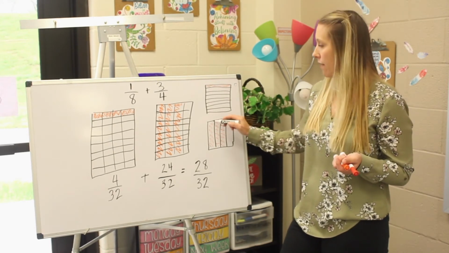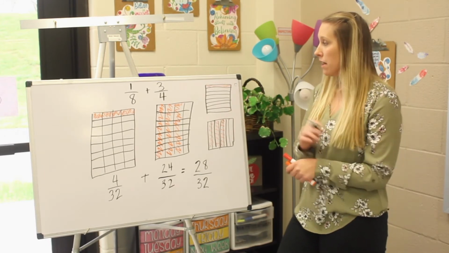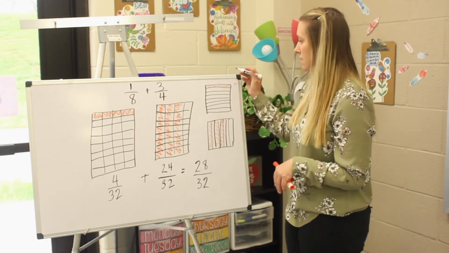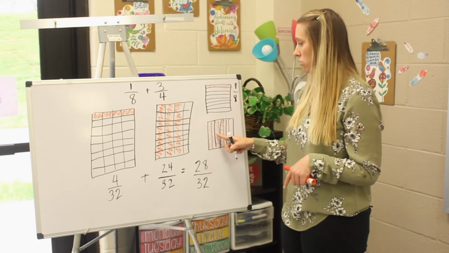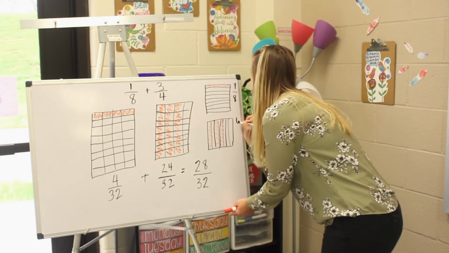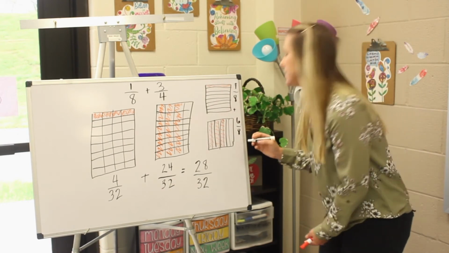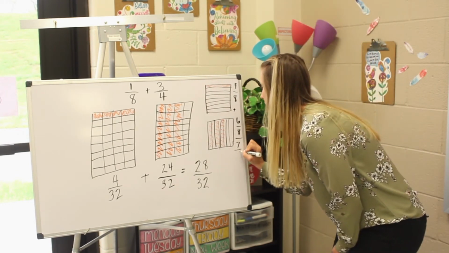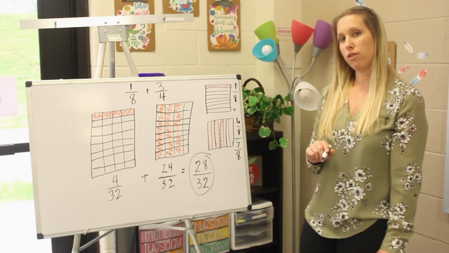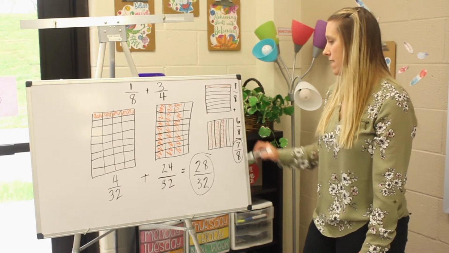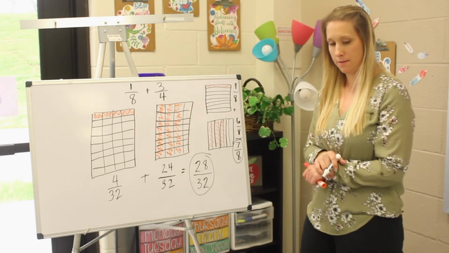How? Well, I have to cut each of those in half. Now that I have equal sized pieces, this is worth 1/8, and this is worth 1, 2, 3, 4, 5, 6 eighths. I can find the sum. 1/8 plus 6/8 is 7/8. What can I say about 28 over 32 and 7/8 based on what I know about equivalent fractions?